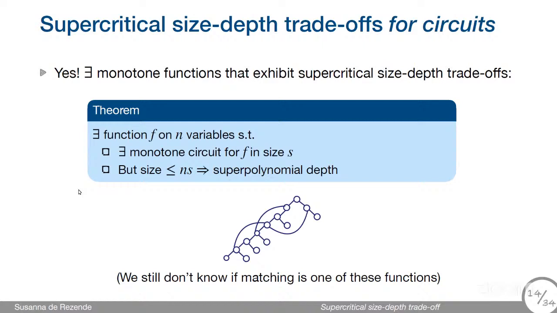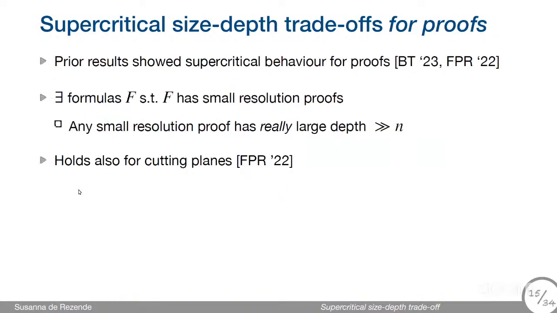And then in proof complexity, there were already some results showing this supercritical behavior for proofs. So there were formulas that have small resolution proofs, but any small resolution proof will have really, really large depth, and also for cutting planes.